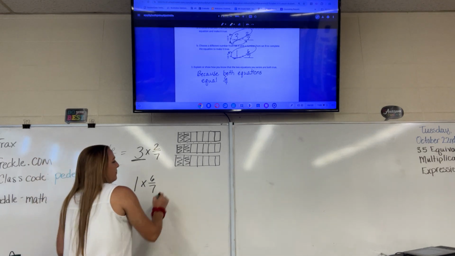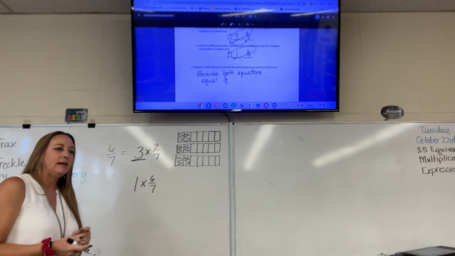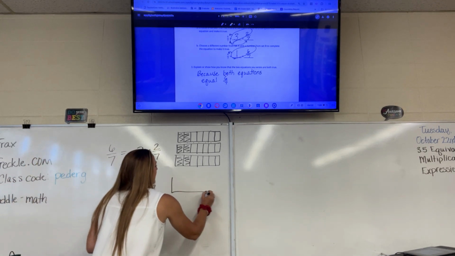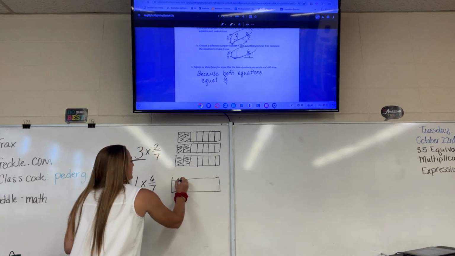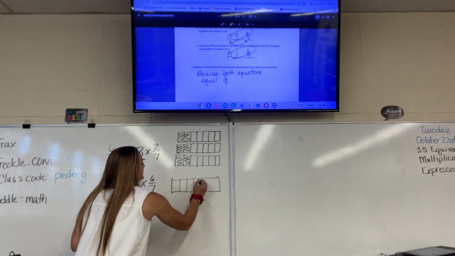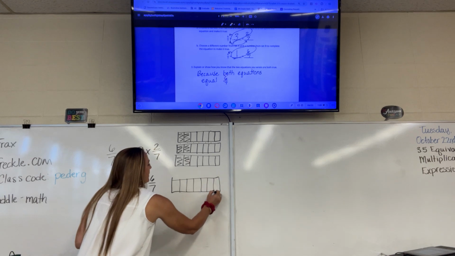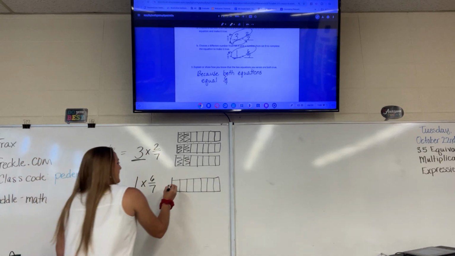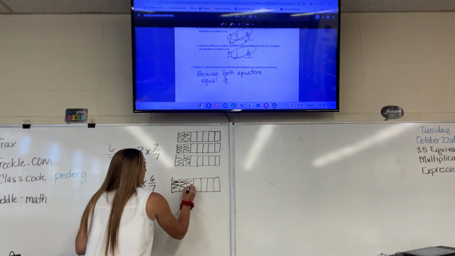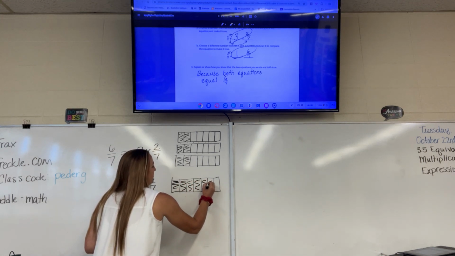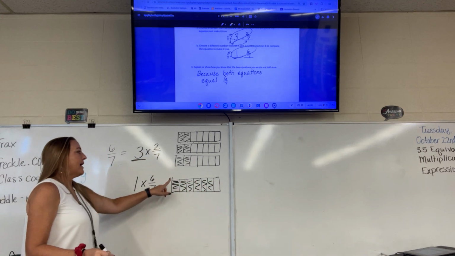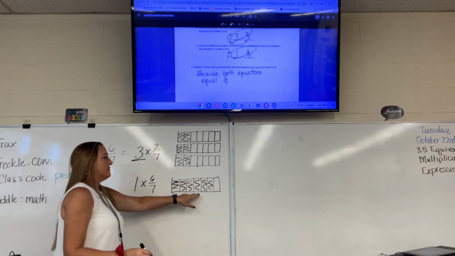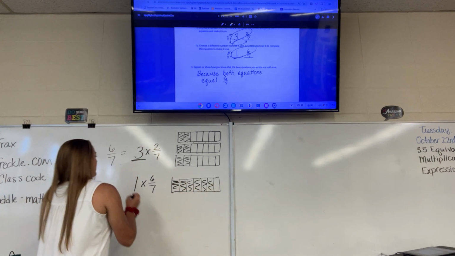Over here, how many holes am I going to make? Autrey? 1. How many parts am I going to split it into? Autrey? 7. And how many am I going to shade, Autrey? 6. 1, 2, 3, 4, 5, 6. And all together I have 1 seventh, 2 sevenths, 3 sevenths, 4 sevenths, 5 sevenths, 6 sevenths.